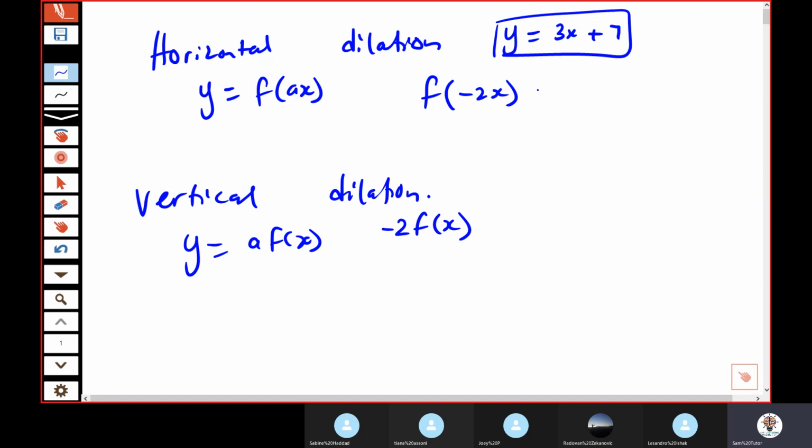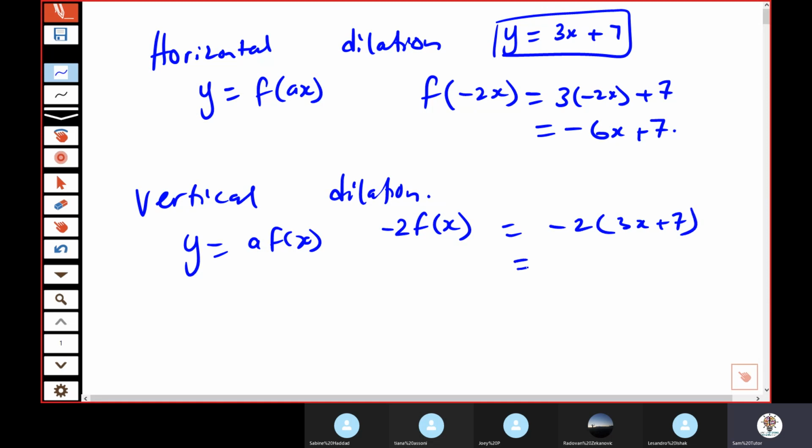F of negative 2x becomes 3 times negative 2x plus 7. Can you see how the 7 didn't change? The y value actually didn't change. So that becomes negative 6x plus 7. Whereas what happens here with a vertical dilation? By the time you multiply your y value by negative 2, not only is it negative 6x, but you're actually going to get a different y value.